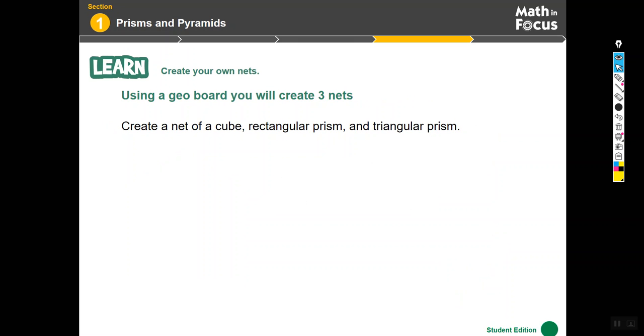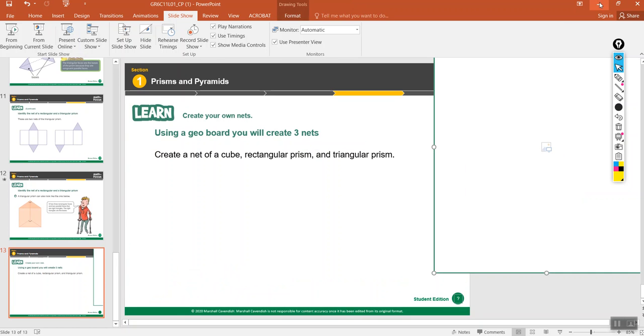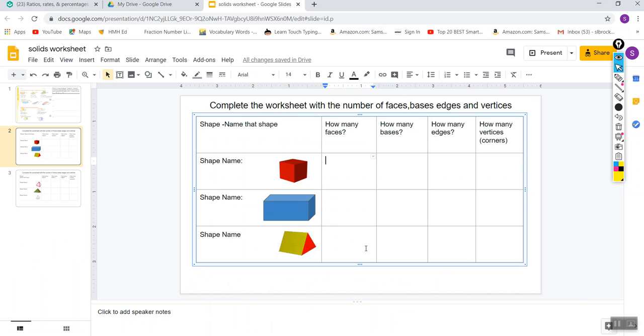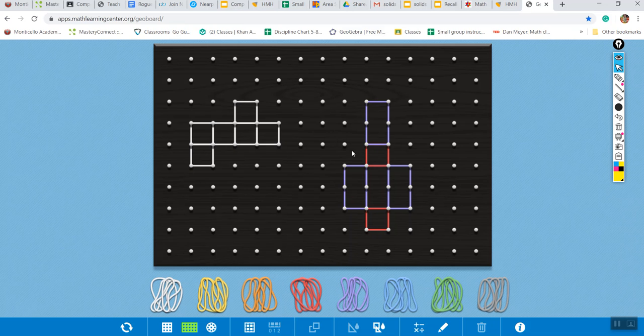Okay, create a net of a cube, rectangular prism, and a triangular prism. So that's going to be your assignment today. Let's get out of here, and I'm going to show you where you're going to do that. I'm going to give you a link for GeoBoards again. We've used this in the past. As you can see, I've already drawn 2 nets using the bands.